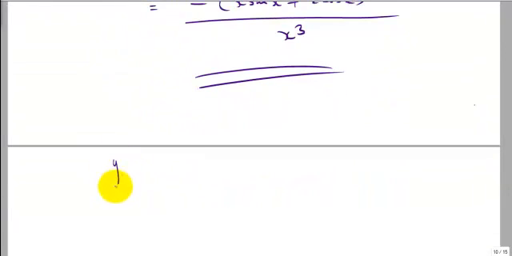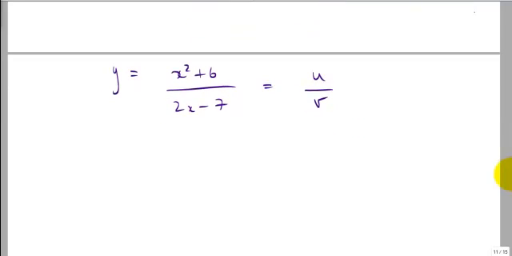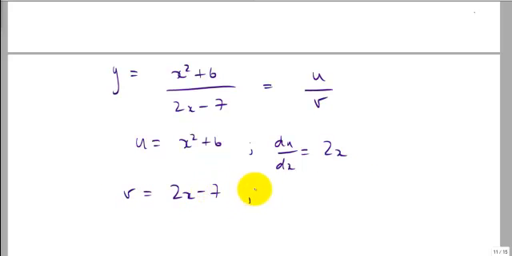Right, let's try another one. So y is equal to x squared plus 6 over 2x minus 7. And again, the top one is u, the bottom one is v. So u is equal to x squared plus 6, du by dx equals 2x. v is equal to 2x minus 7, dv by dx is equal to 2.